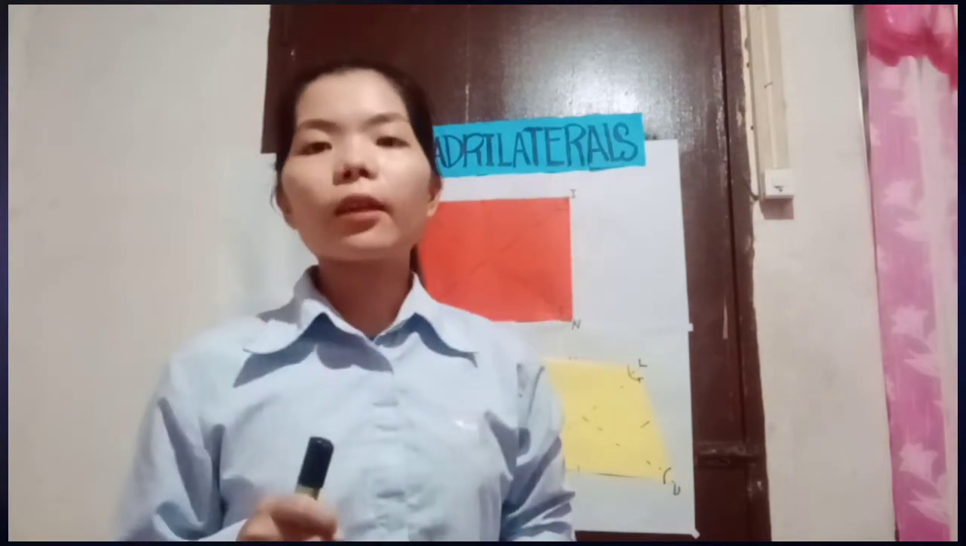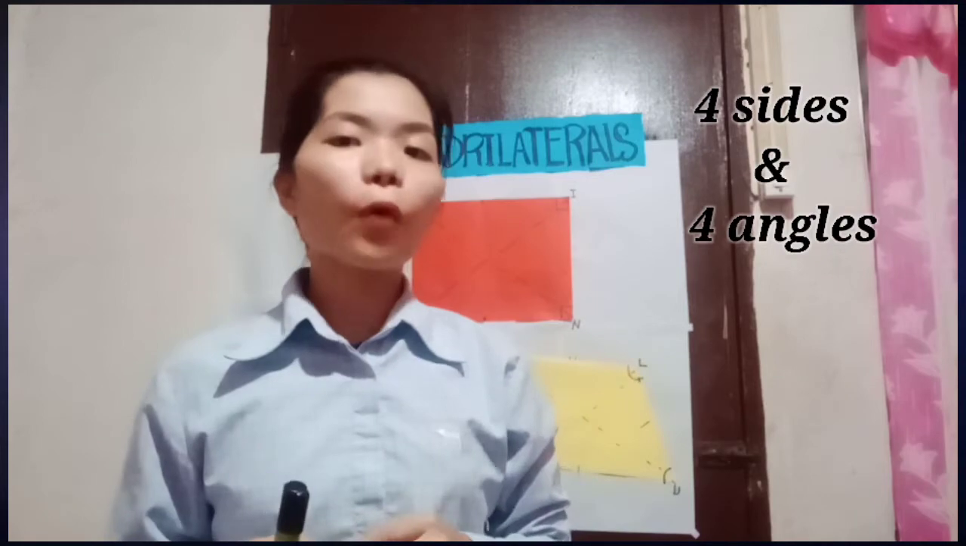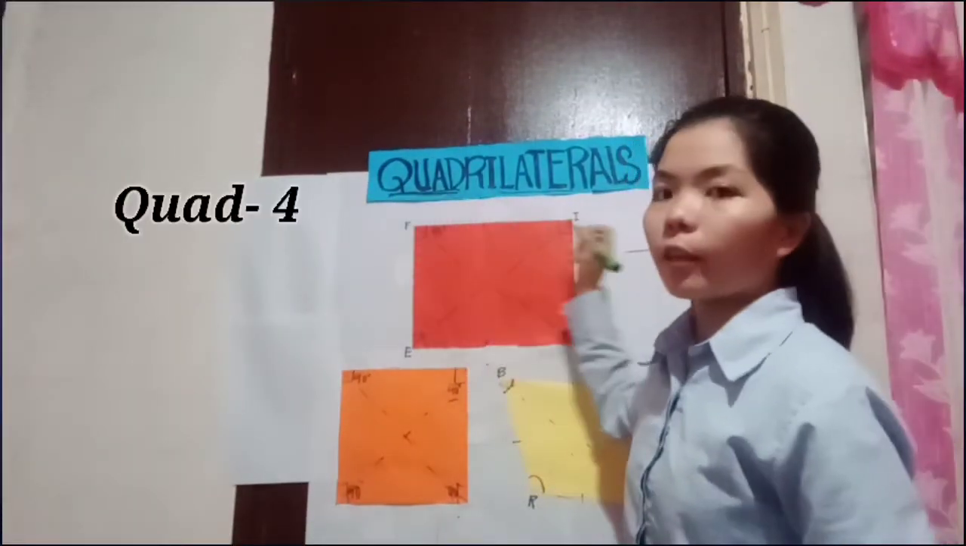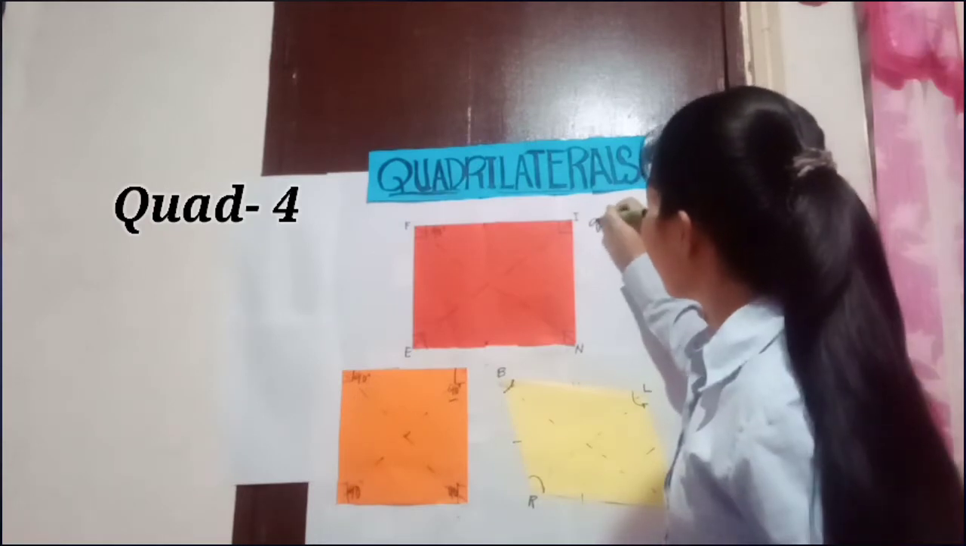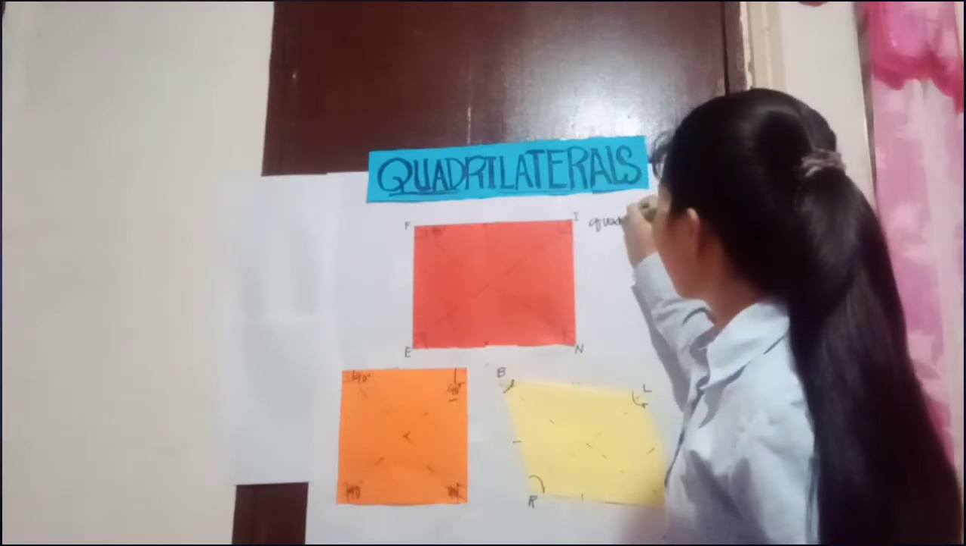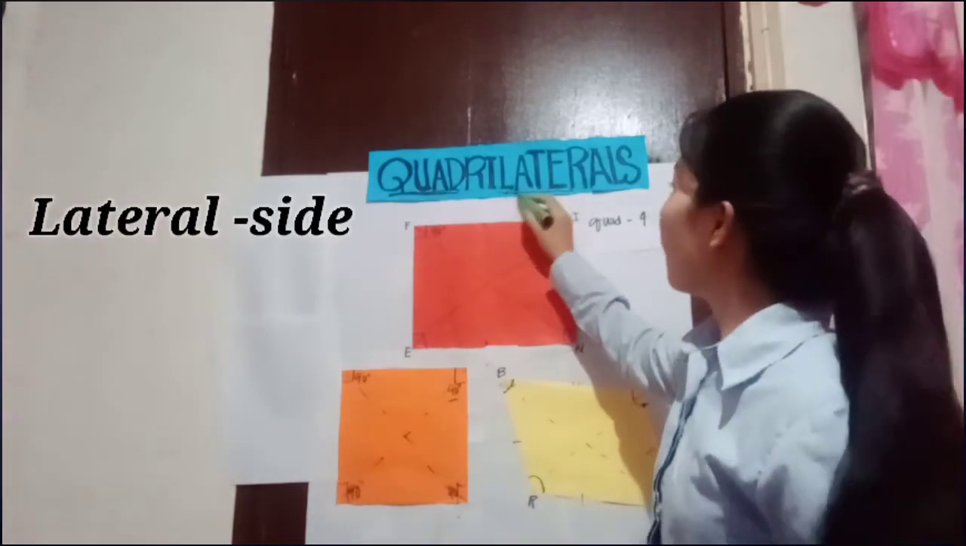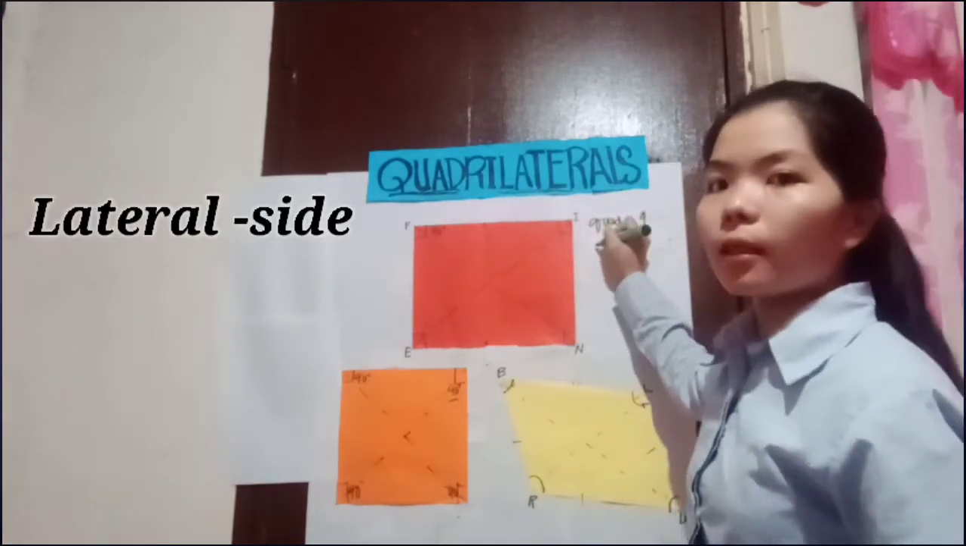When we say quadrilaterals, it has 4 sides and 4 angles. Quad means 4. And lateral simply means side.